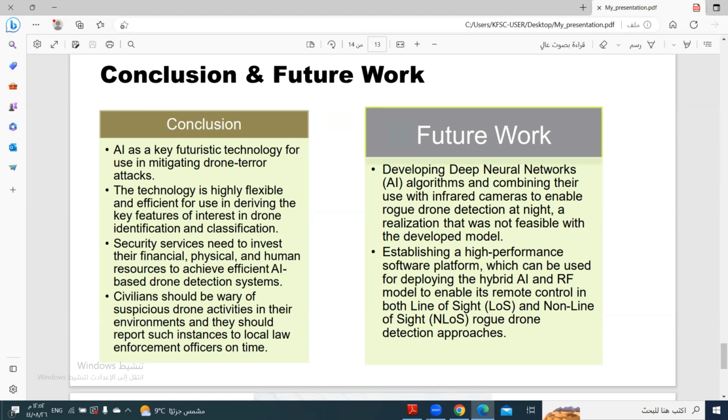For future work, we try to develop a deep neural network AI algorithm and combine it with an infrared camera to enable rogue drone detection at night, a realization that was not possible with the developed model. We also aim at establishing a high performance software platform which can be used for deploying the hybrid AI and RF model to enable remote control in both line of sight and non-line of sight rogue drone detection approaches.